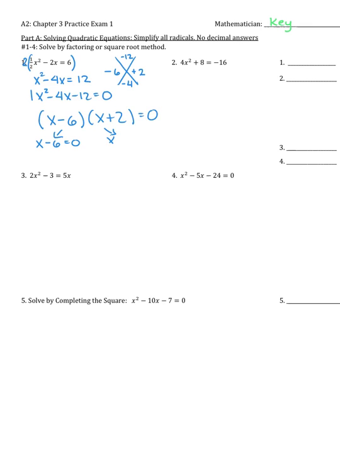So this becomes x plus 2 equals 0. So we know that x equals 6 and x equals a negative 2. So x equals 6 and negative 2.